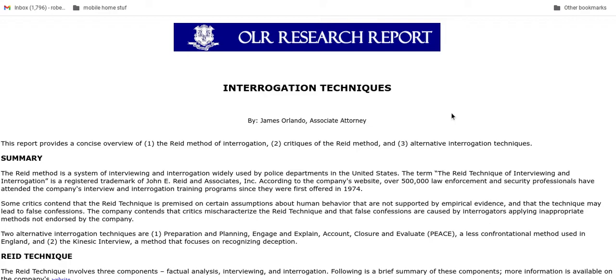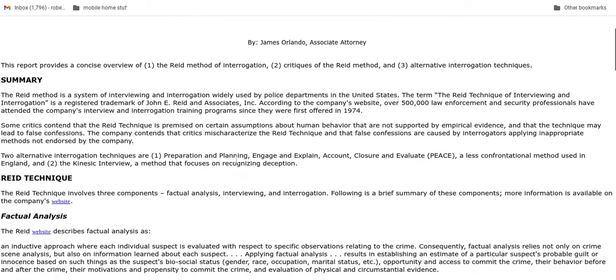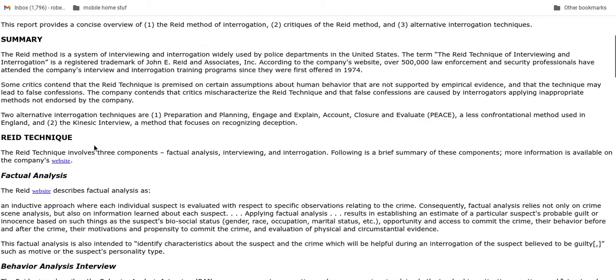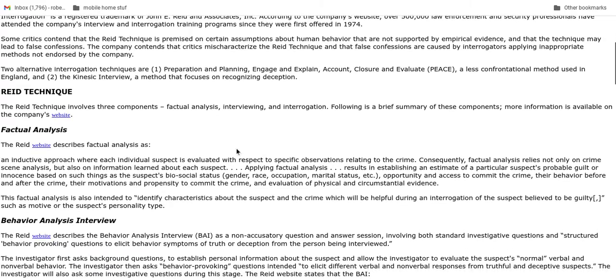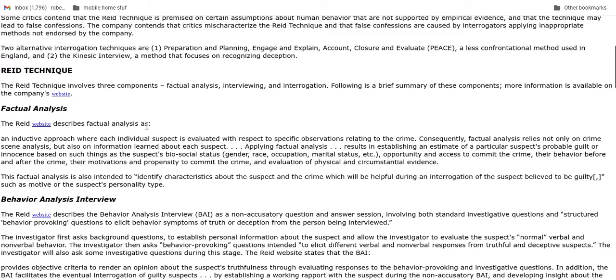This is from the Office of Legislative Research, and I believe that's for Connecticut, on interrogation techniques. And it's about the Reid method of interrogation. Okay. And it explains a Reid technique. But here is what factual analysis is and how they come up with a suspect.